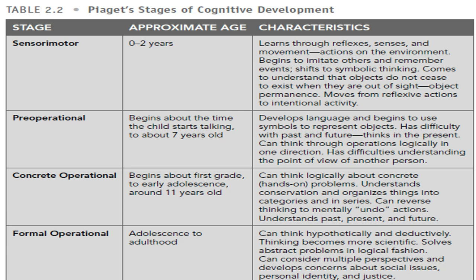And then the concrete operational stage begins about first grade, to early adolescence, around 11 years. In this stage, the child can think logically about concrete, hands-on problems and understand conservation, organizes things into categories and in series, can reverse thinking to mentally undo actions, and understands past, present, and future. Formal operations, adolescence to adulthood: can think hypothetically and deductively. Thinking becomes more scientific, solves abstract problems in logical fashion, can consider multiple perspectives and develops concerns about social issues, personal identity, and justice.